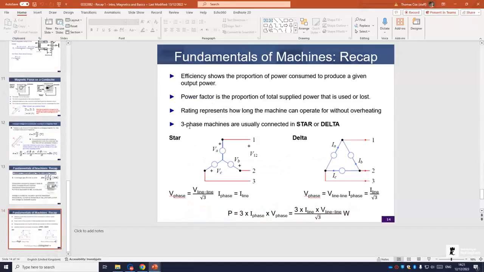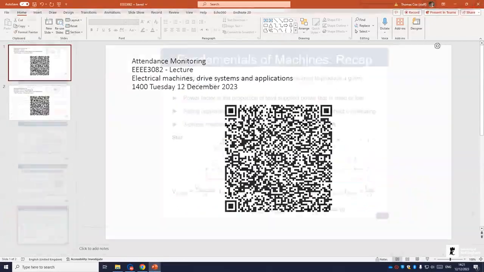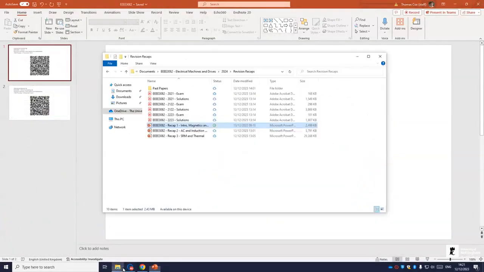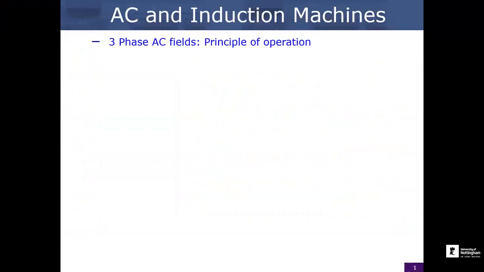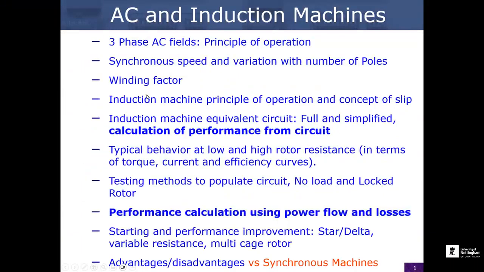So that's just recapping those first couple of weeks of my material. The next thing I'll talk about is the induction machine and AC travelling wave material. These were the fundamental topics that we covered in AC and induction machines. We started out discussing the principle of AC fields, as well as synchronous speed, variation in number of poles, and how we use things like winding factor to try and get a better representation of our AC waveform.